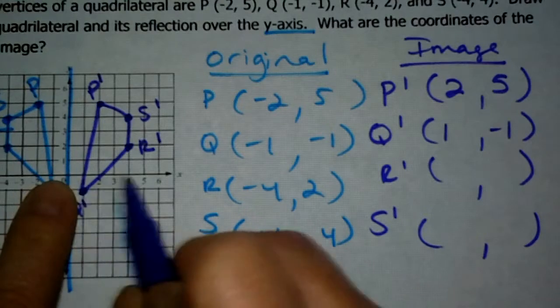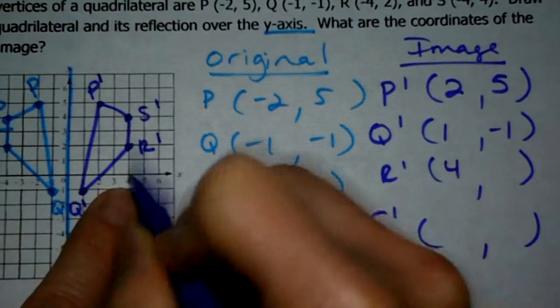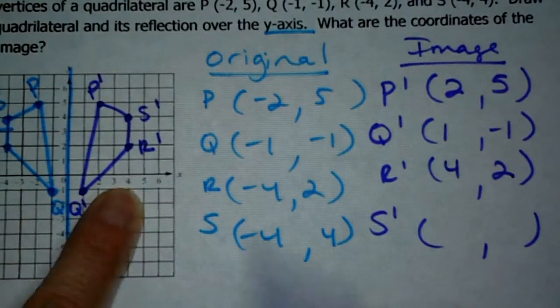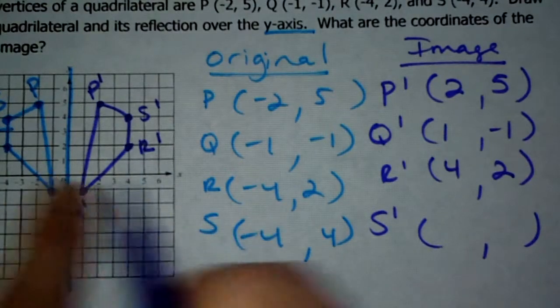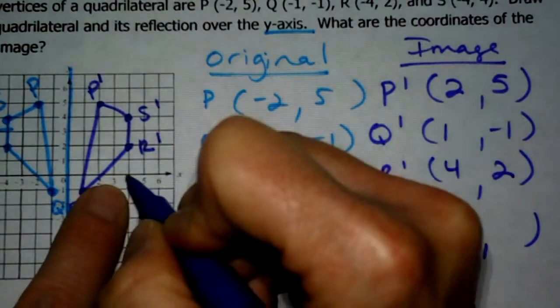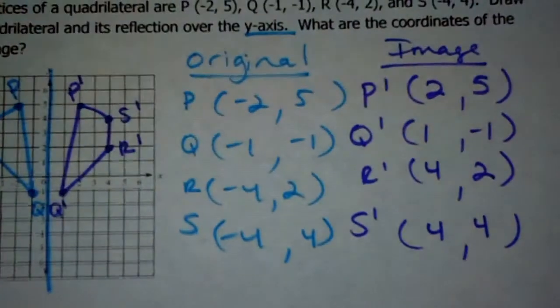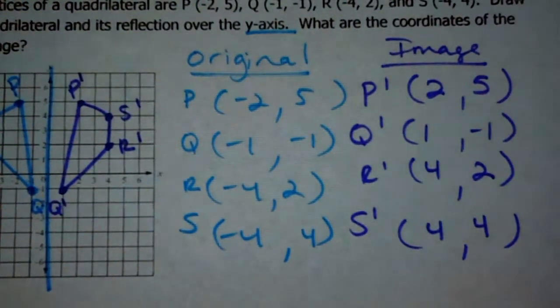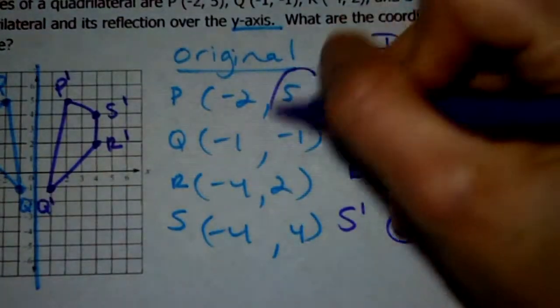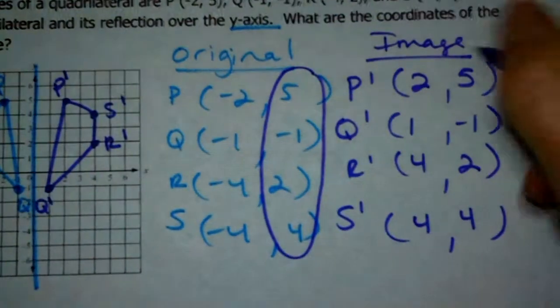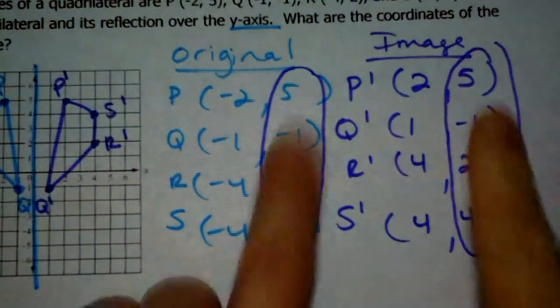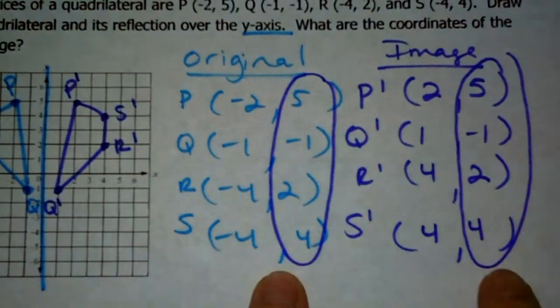To get to R, we go right 4, and we go up 2. To get to S, we go right 4, and we go up 1, 2, 3, 4. Now take a look. Tell me what's the same. Look at these ordered pairs. What's the same? And hopefully you're seeing that the y's are exactly the same. 5, 5, -1, -1, 2, 2, 4, 4.